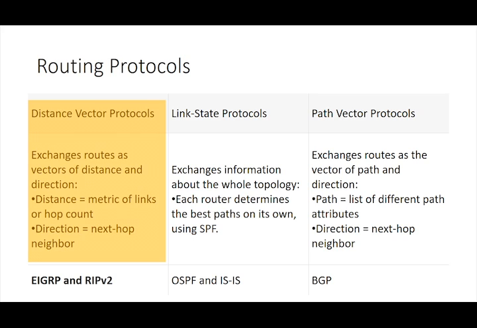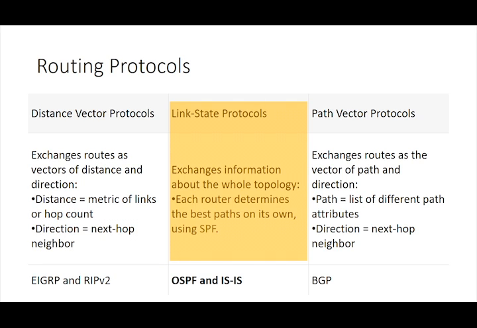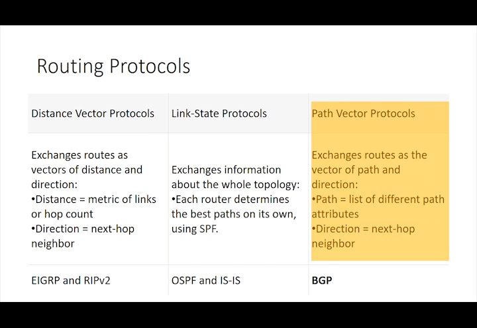Link state protocols exchange a complete topology map of the network via link state advertisements. Each router determines the best path from itself to every network using the shortest path first algorithm. OSPF and IS-IS are the two main link state protocols used today. Path vector protocols exchange routes as the vector of path and directions. BGP is the only path vector protocol used today.